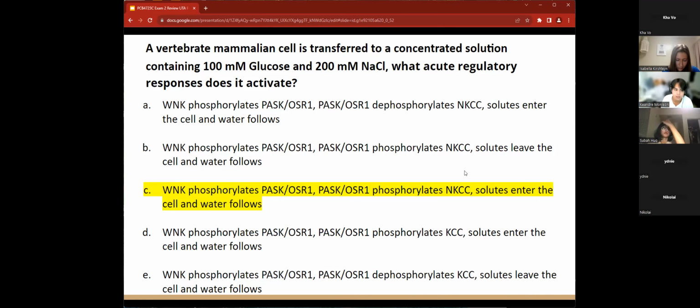The other choices are wrong because, first of all, PASK OSR1 does not dephosphorylate, it phosphorylates. So anything that says dephosphorylates, you can eliminate. And in terms of these answer choices, phosphorylation of NKCC does not cause solutes to leave the cell. It actually causes solutes to enter the cell. That's why this one's wrong. And for this one, PASK OSR1, the phosphorylation of KCC does not cause solutes to enter the cell. It actually just inhibits KCC from allowing solutes to leave the cell. So that's why that one is wrong.